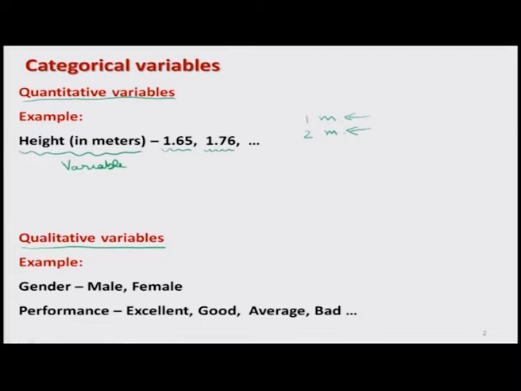Or if I try to find out the total of the heights, I can say 1 plus 2, this is equal to 3 meters. And in case I want to find out the average height, I can divide this 3 meters by 2, and I can say that this is 1.5 meters. So, such variables are called quantitative variables. Means I can obtain the observations in some quantified way.